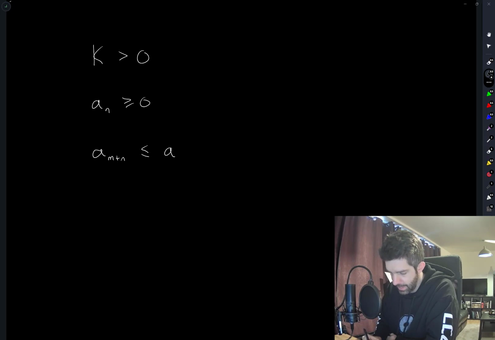So we have a positive constant. We have a_n is non-negative. And the condition we're given is that a_{m+n} is less than or equal to a_m plus a_n plus k for all m and n. We want to show that a_n over n converges.